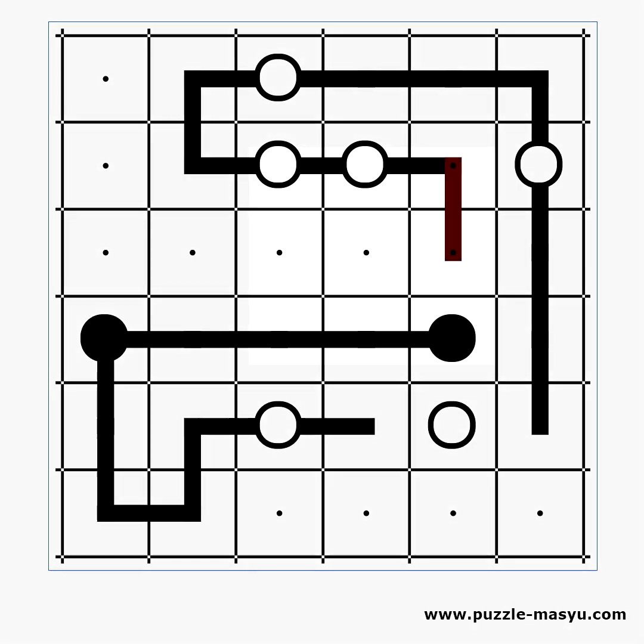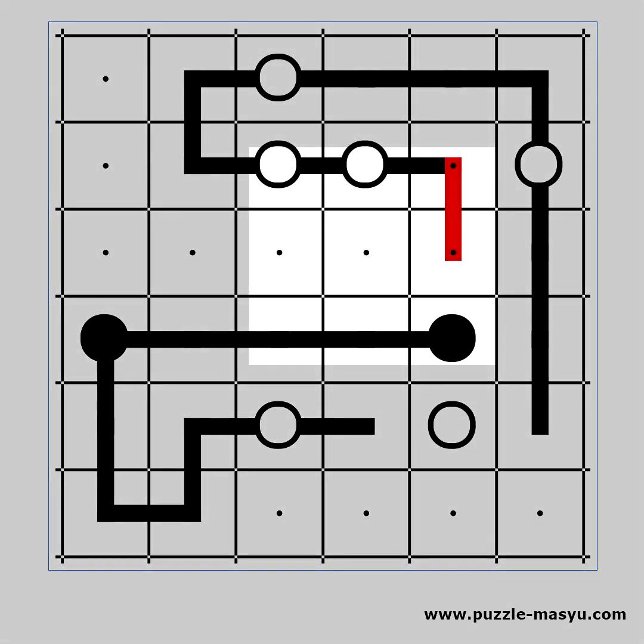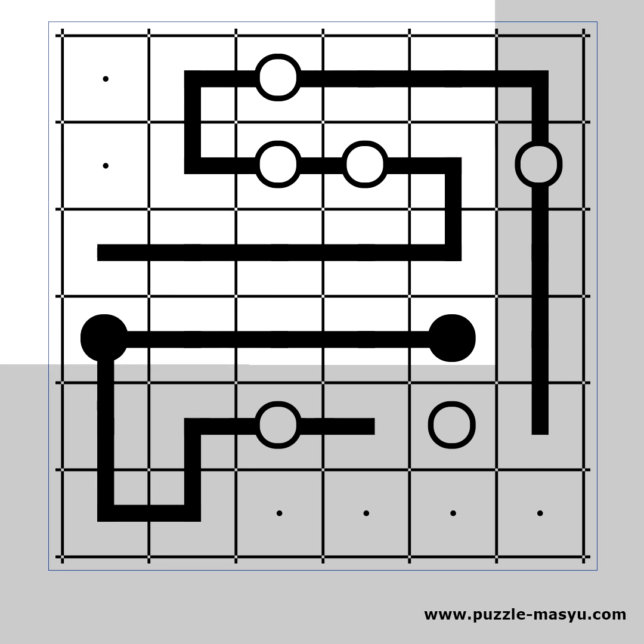Now let's check out this line ending. If it continues to the left, the line will enter an area, where it will hit a dead end and it won't be able to connect to the rest of the loop. So that line should continue downwards and connect to the black circle.